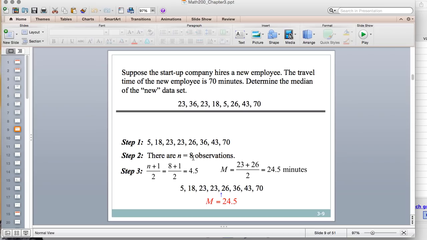So if we take a look at our middle 2 observations, you'll notice that it looks like 23 and 26 are both in the middle here. So if you look at 23 and 26, those 2 numbers are your middle 2 numbers. And then what you do is you just take those, add them together, and divide by 2. Since we had 2 numbers in the middle, we just take the average of those 2 numbers. So we end up with a 24.5 for that median.